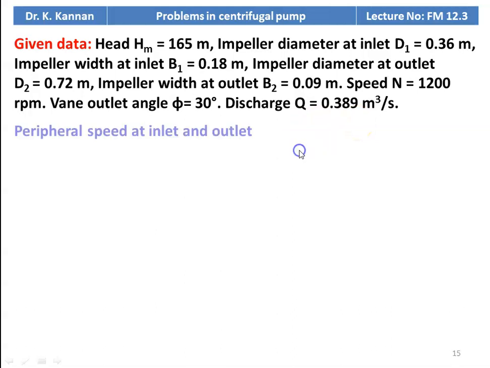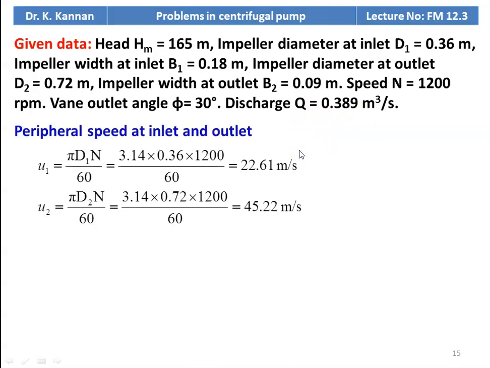The peripheral speed at the inlet and the outlet, U1 equal to pi D1 n divided by 60. So 3.14 into 0.36 into 1200 divided by 60 equal to 22.61 meters per second. U2 equal to pi D2 n divided by 60. 3.14 into 0.72 into 1200 divided by 60 equal to 45.22 meters per second.